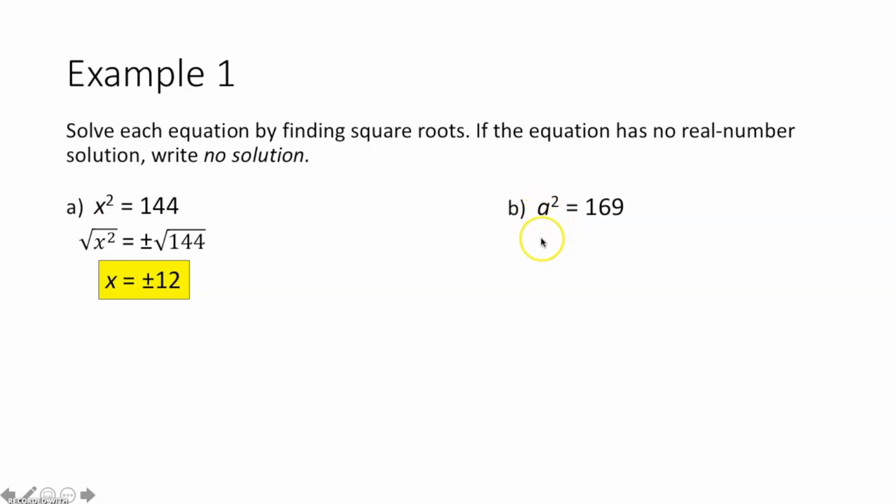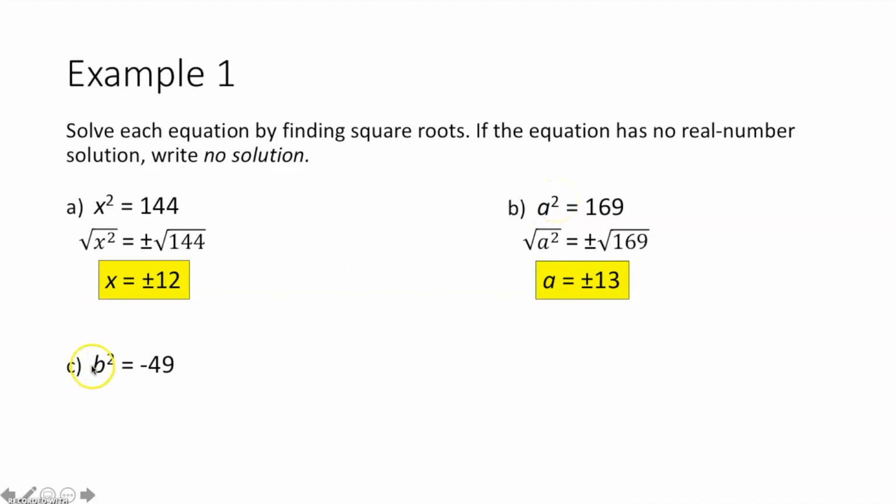Here, same thing. I need to get a by itself. And in order to get a by itself, I have to square root both sides. Because I'm square rooting a variable squared, on the other side, I need to put plus or minus. The square root and the square are going to cancel each other out. On the other side, what is the square root of 169? Well, 169 is 13 squared. And if I take the square root of that, the square root and the square cancel each other out and just give me 13. And again, plus or minus 13 because I square rooted a variable squared.